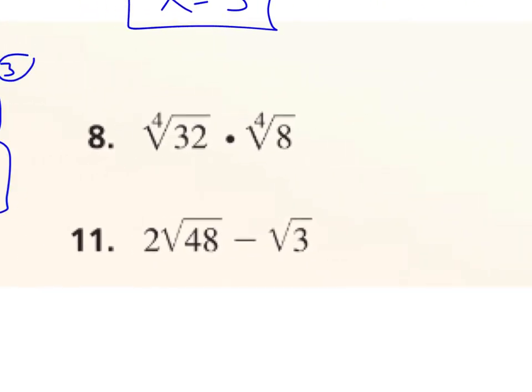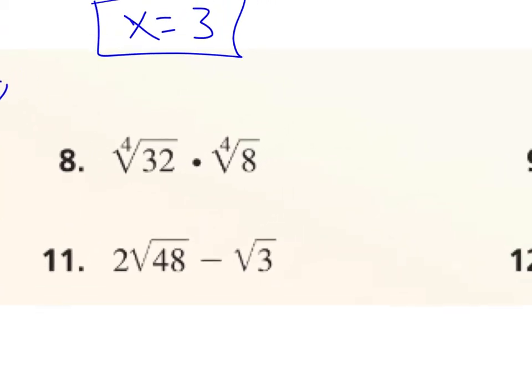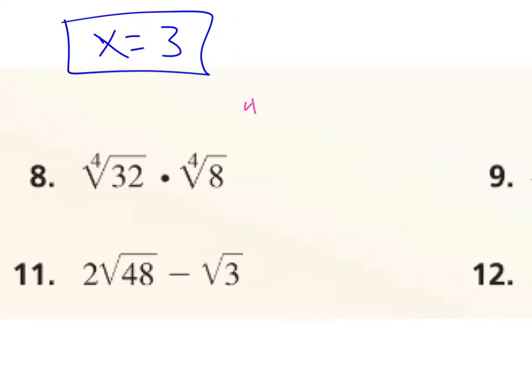All right, number 8. How do we simplify? What should we do? Multiply the two insides. Perfect. So that fourth root stays the same. And then we have 32 times 8. I'm just going to leave it as 32 times 8 because we're going to end up breaking it down anyways to see if we can simplify. So I could multiply 32 times 8, and what do you get? 256. But then we would say, what are the factors of 256? And 32 and 8 would be factors. So I'm just going to leave it as 32 and 8.